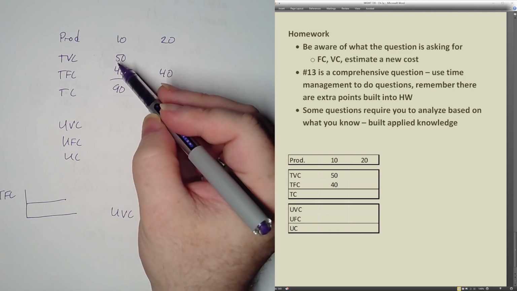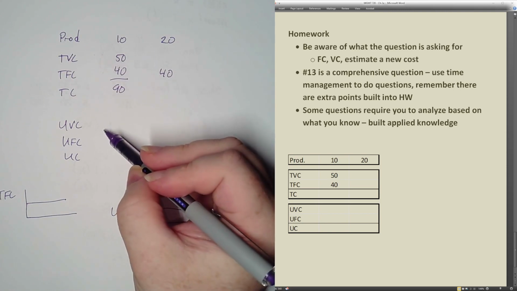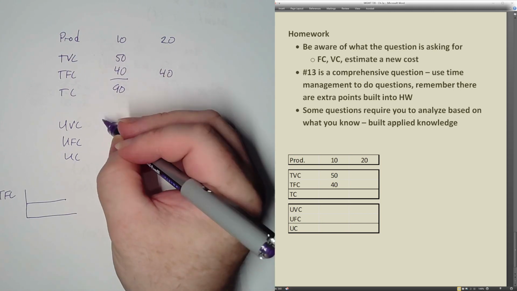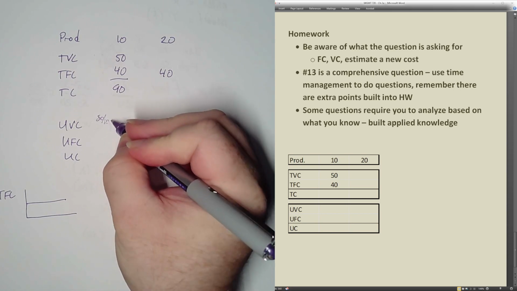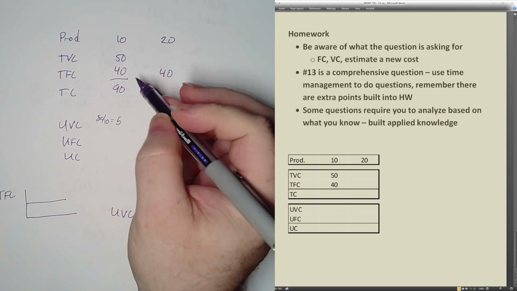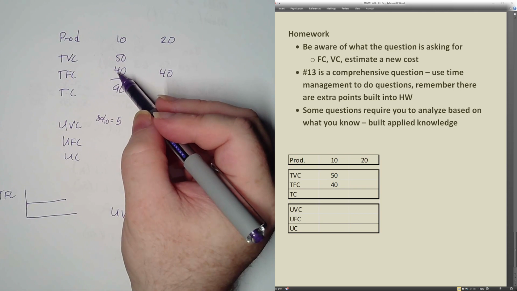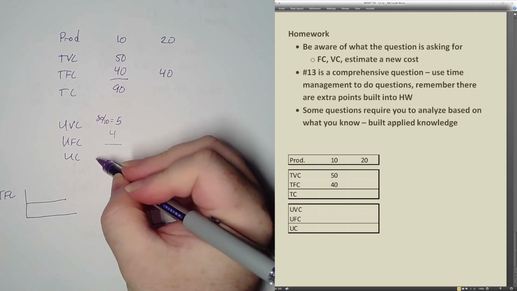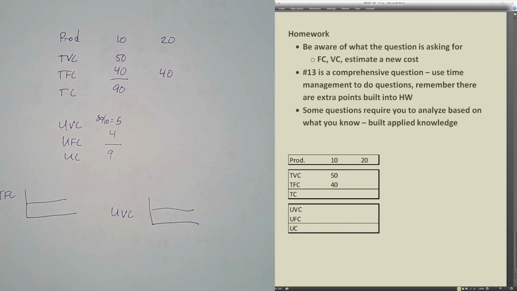Well, let's take the total variable costs. And what is the unit variable cost? If the total variable costs are 50 and we made 10 items, this is going to be 50 divided by 10, or 5. And I can do the same with the total fixed costs. I can take 40 divided by 10, which will be 4. So the unit costs here are 9.